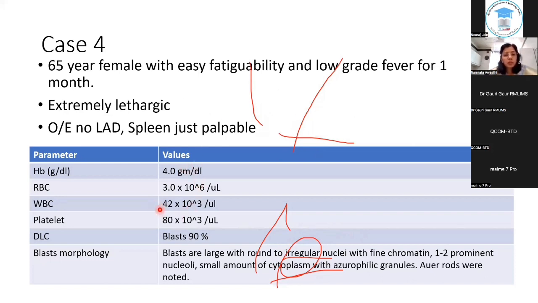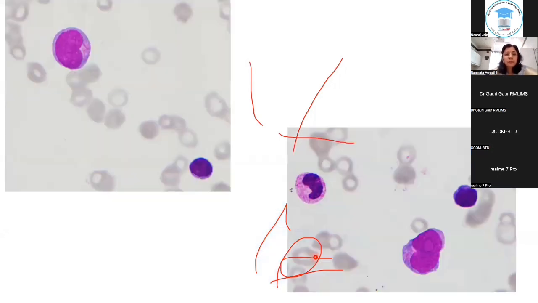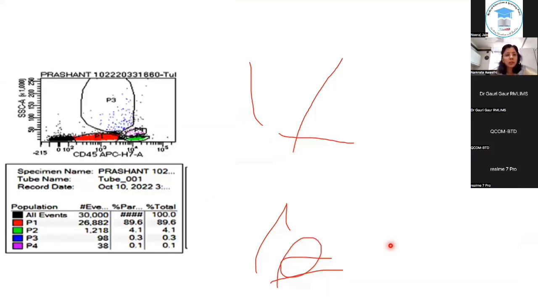WBC count is 42,000. Platelets are 80,000 and the differential shows 90% blasts, which are large. They have round to irregular nuclei with fine chromatin, prominent nucleoli, and the cytoplasm has azurophilic granules, and some blasts with Auer rods were noted. Look at the blast cells here. They have granular cytoplasm and Auer rods are noted in these blasts. So in morphology, we see that these are probably myeloid blasts, and we need to confirm by flow cytometry.